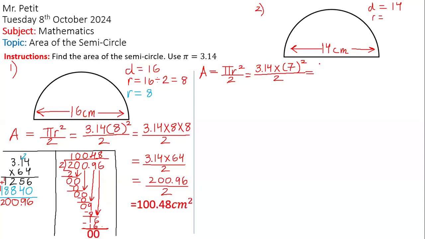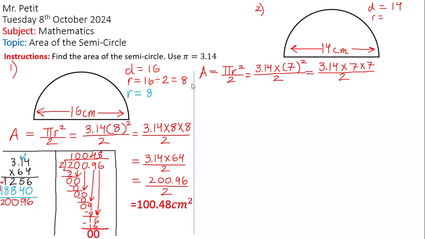7 squared is 7 times 7, which is 49. Very good. 7 squared is 7 times 7, all over 2.